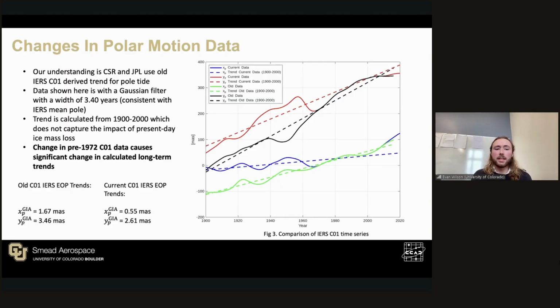We can see that the change in pre-1972 C01 data significantly impacts the long-term trend that we get for the GIA pole tide. And you can see that the old C01 IERS EOP trend is nearly 300% for the XP and 130% for the YP. And just to go over this plot really quick, the current data is shown in red and blue, and the old in green and black.